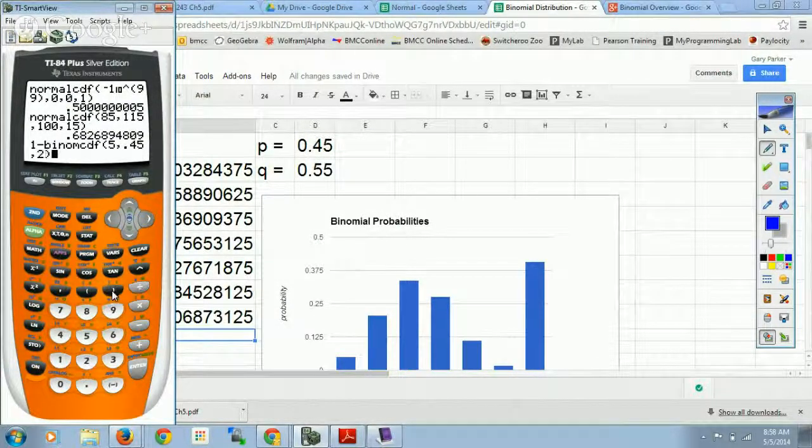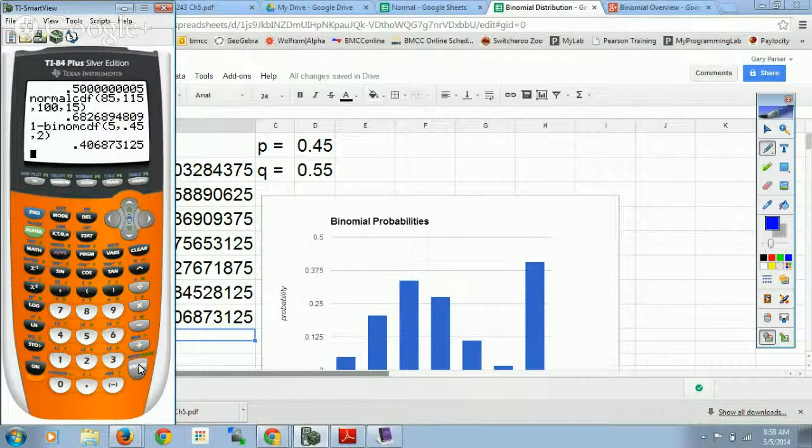So we're removing the probability that x is 0, 1, or 2 from 100%, which leaves 3, 4, and 5, which is what I want. So if I hit enter, that should give me that 40.6-ish percent, 0.7. So there's multiple ways to calculate these, depending on what tools you're using. You need to get used to your tools.